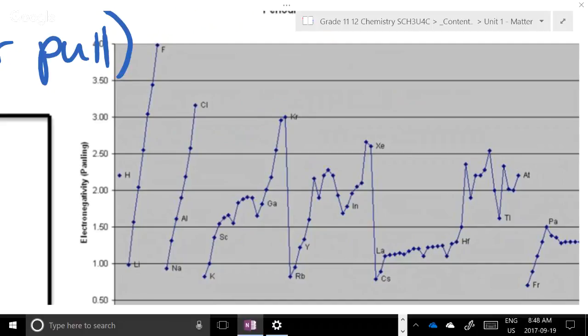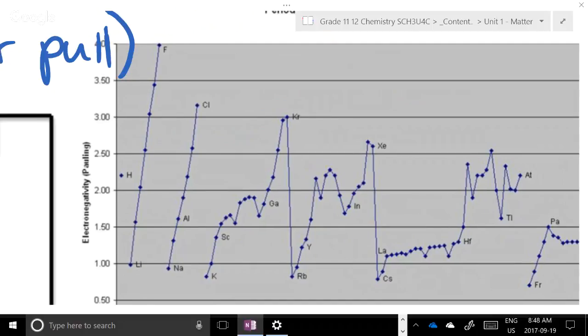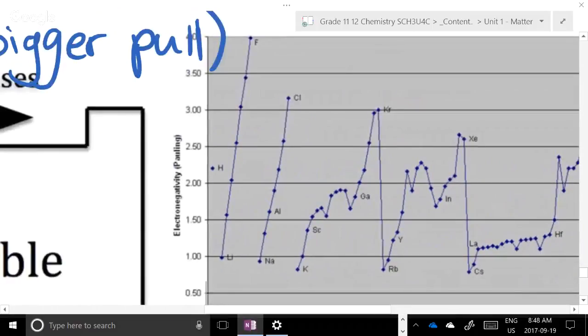Yeah. When it goes from lithium to what? Yep. Are those little dots? Those are all the little dots.